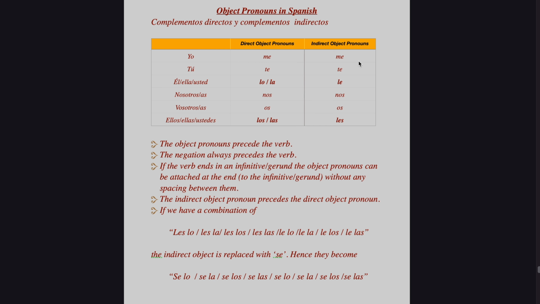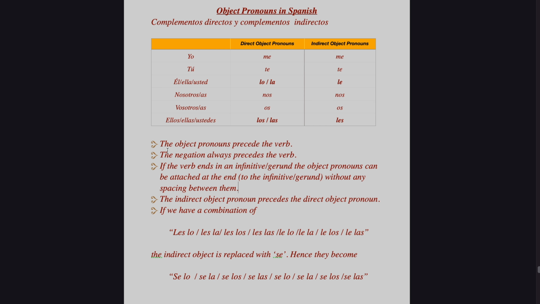As you can see, the indirect object pronouns are me, te, le, nos, os, and les. You can see the only difference between the direct object pronouns and the indirect object pronouns is for the third person singular and the third person plural. The rest remain the same.